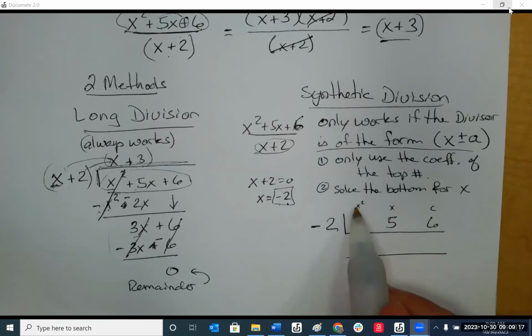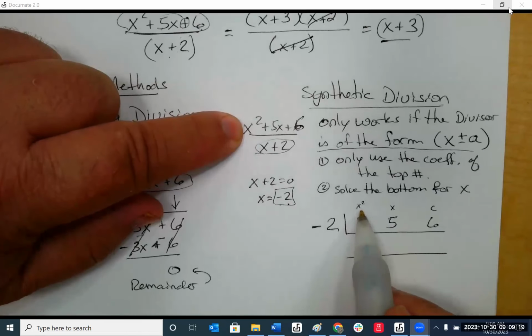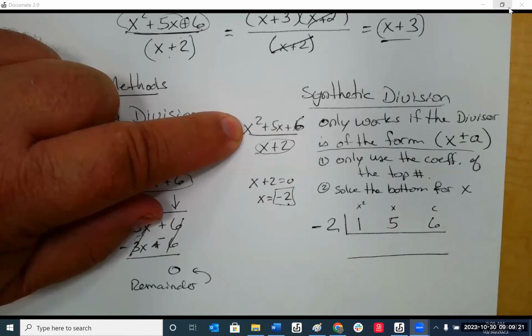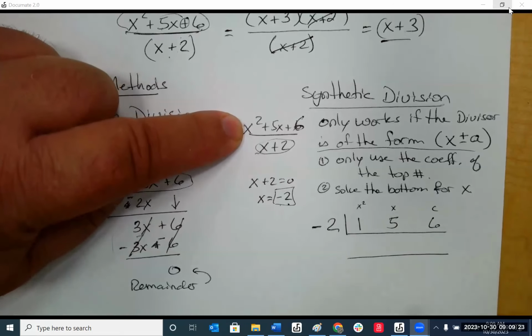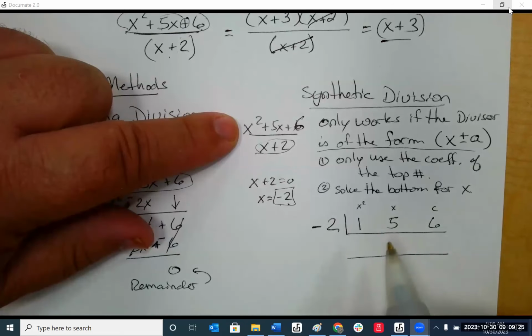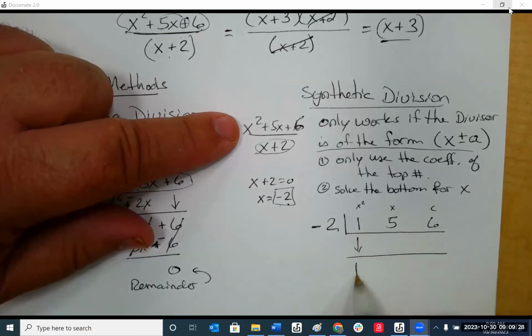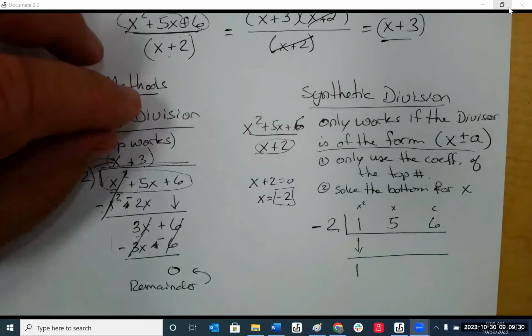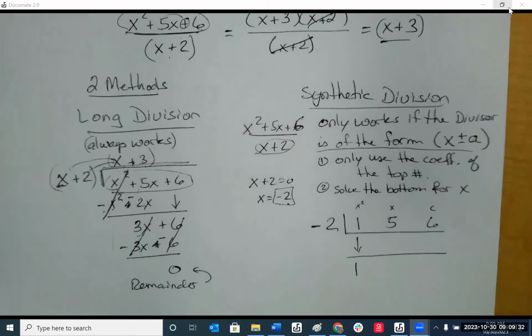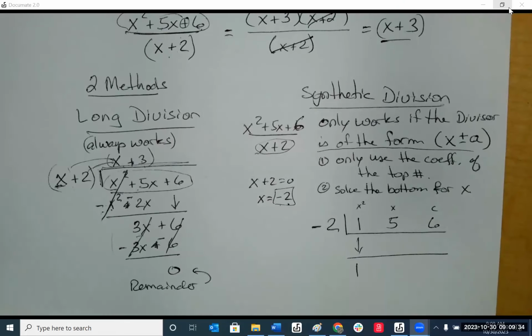You have to make sure that you start off with the highest exponent and each column is allocated. If you're missing one, then you have to put a 0 there. Start off by bringing down the first term. Now it's only a process of multiplication, addition, multiplication.